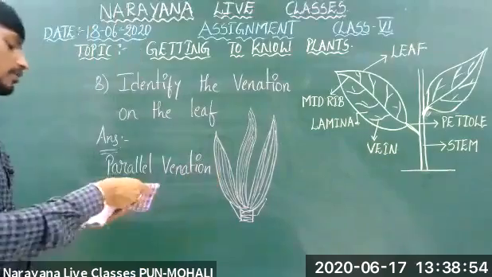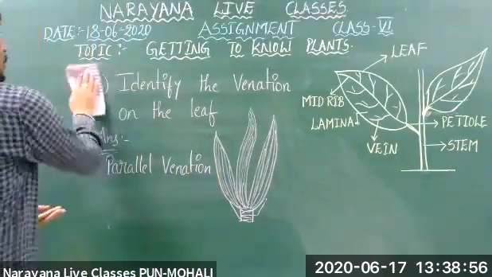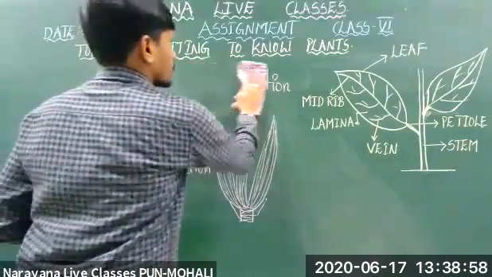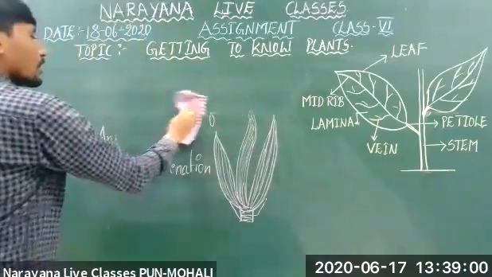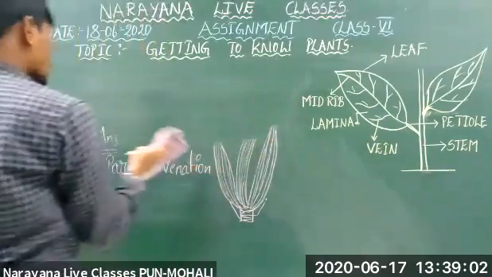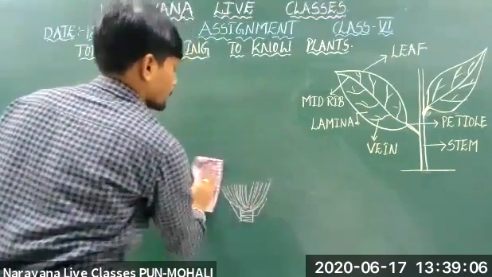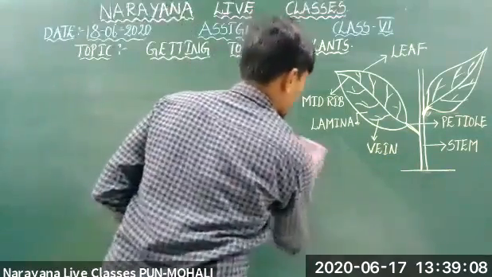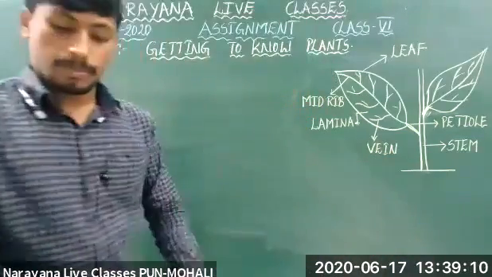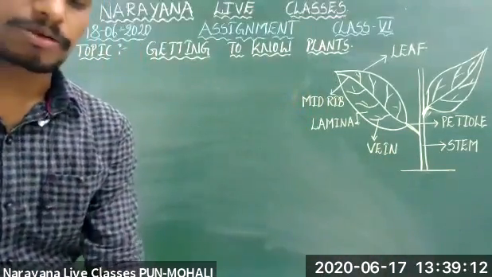Examples I already said, no? Like sugar cane, wheat, rice, grass. These are all examples of leaves with parallel venation. And the next question.